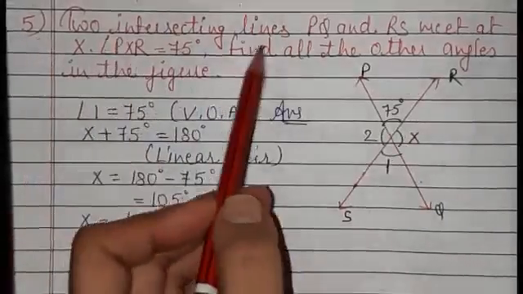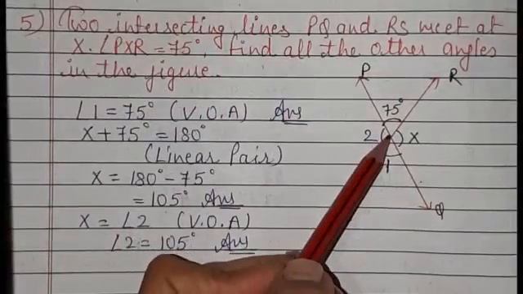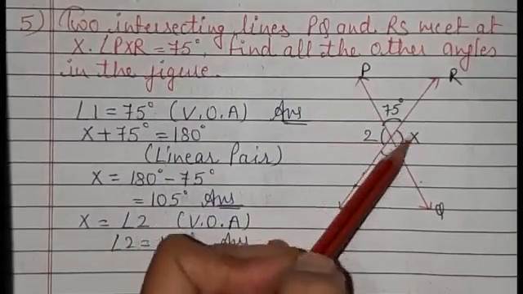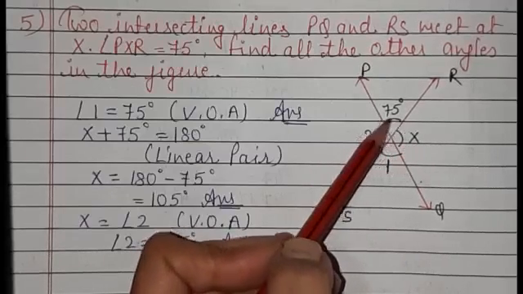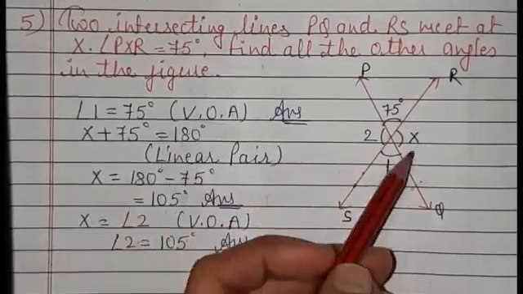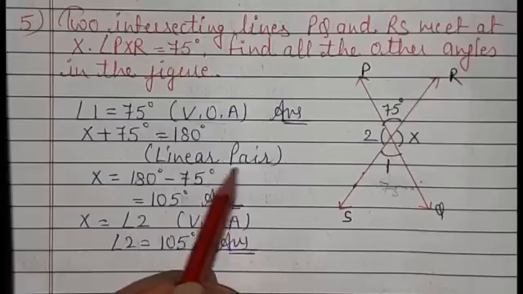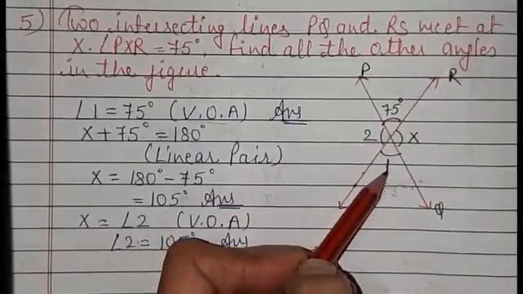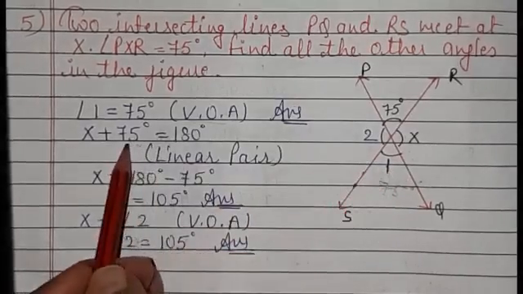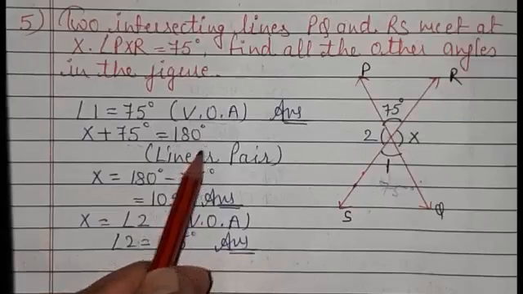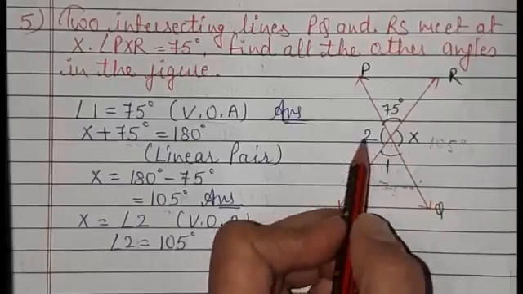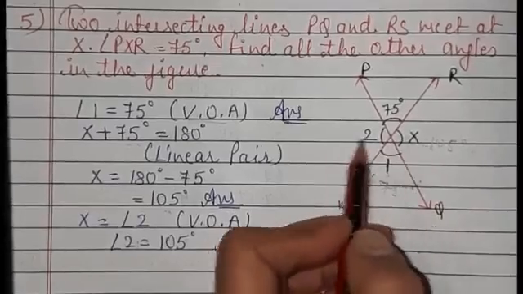Now come to sum number 5. Two intersecting lines PQ and RS meet at point X, right? PXR is 75 degrees. Find all the other angles in the figure. So how will we calculate? If this angle is 75, angle 1 will also be 75 degrees because of vertically opposite angles. Angle X plus angle 1 will be 180 degrees, linear pair, because SR is a straight line. Angle 1 is 75, so instead of angle 1, we can put 75. X plus 75 is equal to 180 degrees. So angle X will be equal to 105 degrees. Clear? Now if X is 105 degrees, then angle 2 is also 105 degrees because of vertically opposite angles.